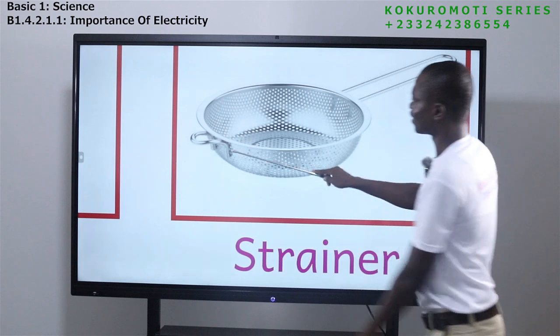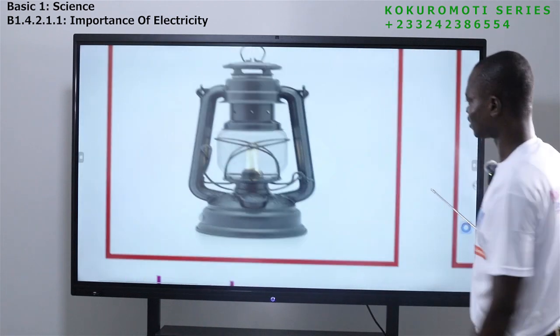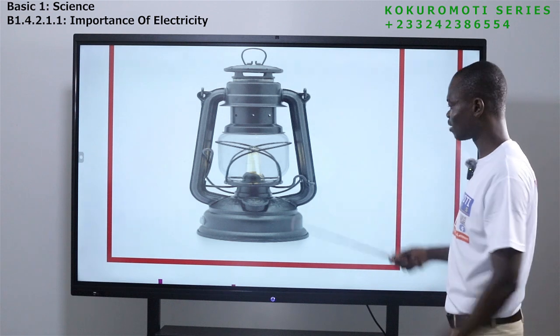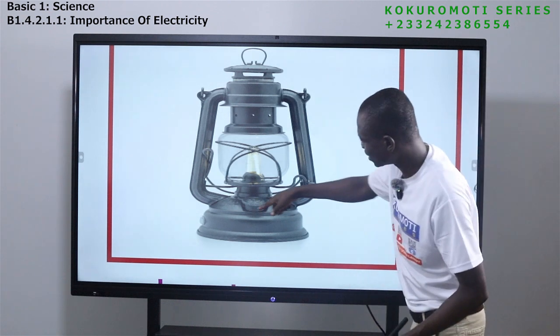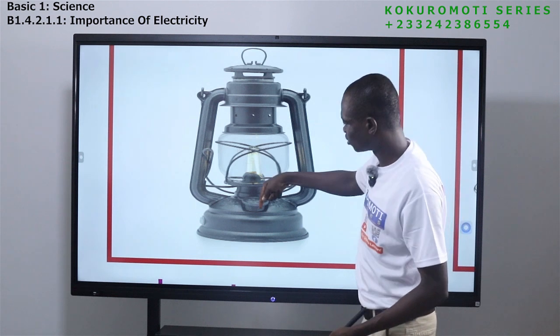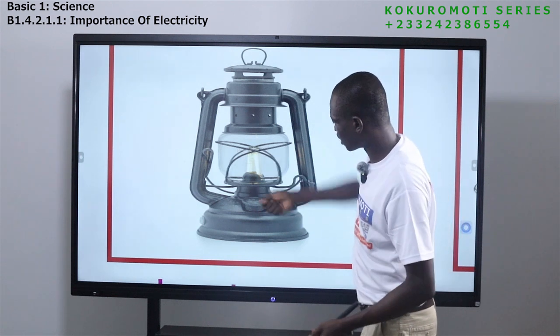The next one is what? Lantern. You just need kerosene. You open this side. You think I don't know this. You don't know it. Let me show you how to use it. There is something here. There is a hole here. You open here. And then you pour kerosene in. After that, you cover it.